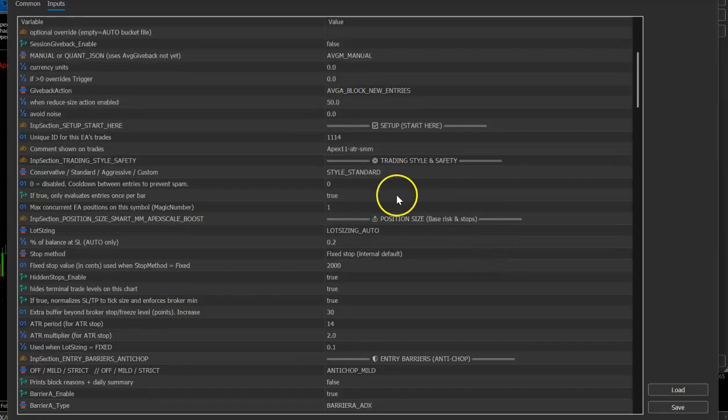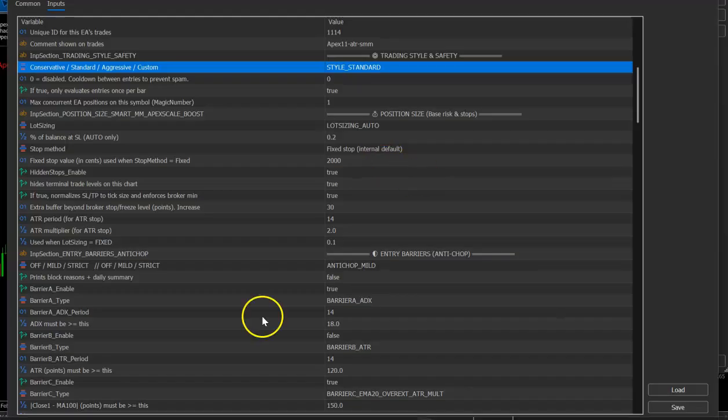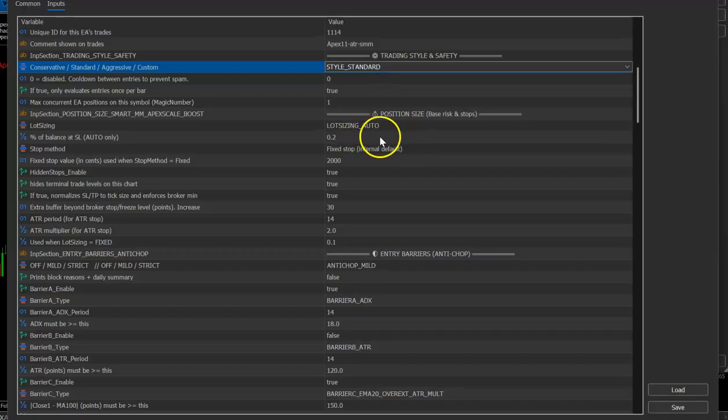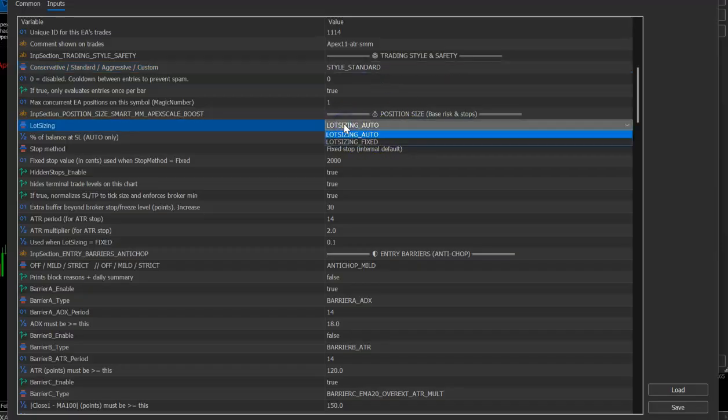We already know the trading style if you've watched any of the other videos: conservative, standard, aggressive, and I recommend standard. For position size, auto is a percentage per trade, and fixed is a fixed lot size per trade. For smaller accounts, it's best to start with fixed, and if you've got a larger account, then you can start scaling up with auto lot size.